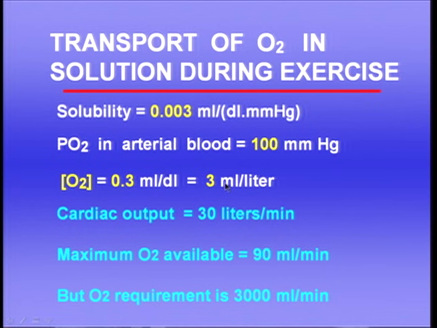Now suppose the cardiac output during heavy exercise is 30 liters per minute. That means that the maximum oxygen available is going to be 90 mils per minute. However, the tissues require about 3,000 mils per minute of oxygen, 3 liters per minute maximal oxygen uptake. So obviously the oxygen in solution is not sufficient. There's got to be another mechanism for oxygen transport, and of course, as we all know, this is hemoglobin.